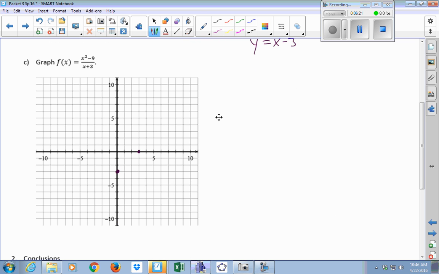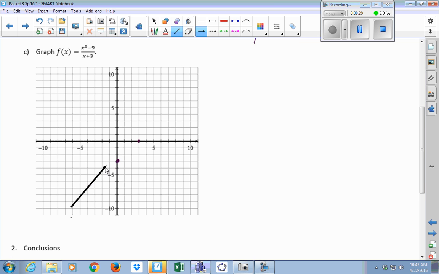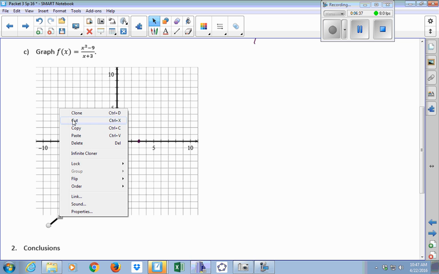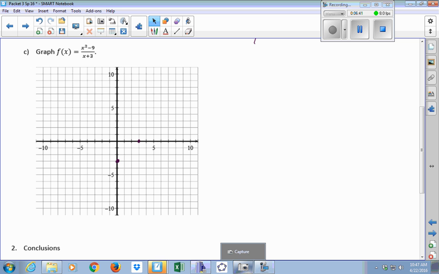So let's see if I can do that and try to get it to be fairly accurate. I'm going to draw a straight line. Oh, I missed it. Maybe I just better do it by hand because this is tough. There we go. All right. So straight line. To the right one, up one, right one, up one, right one, up one, right one, up one, right one, up one. Okay, so I've got some points there.